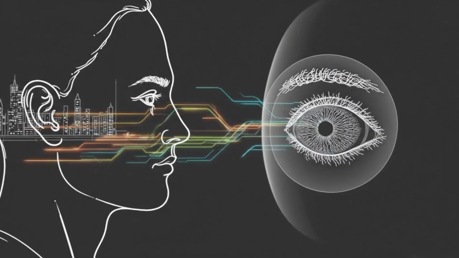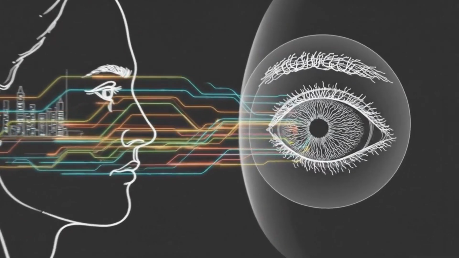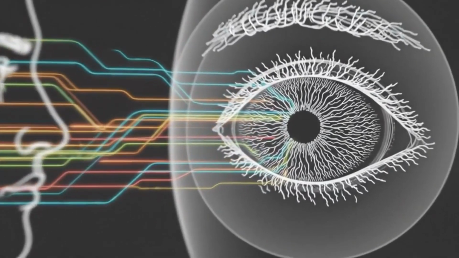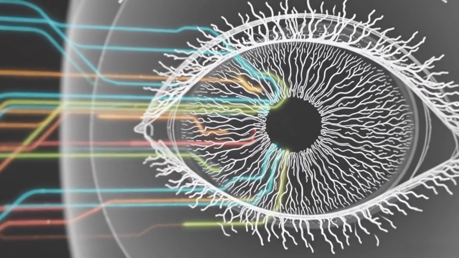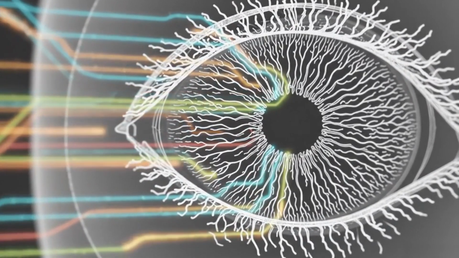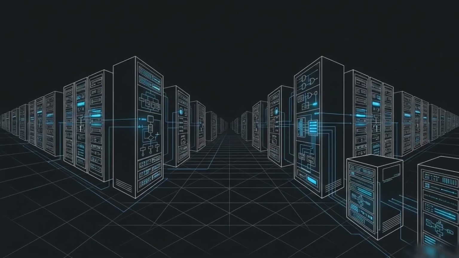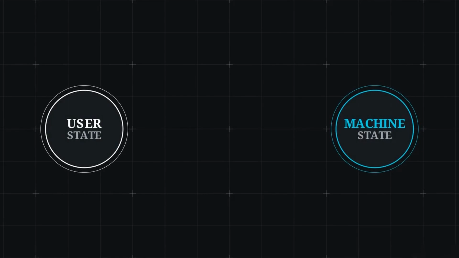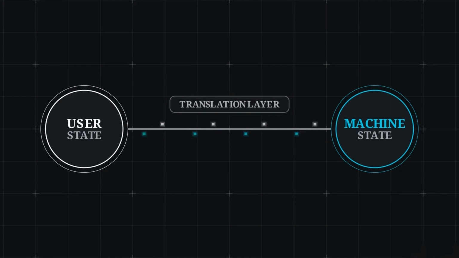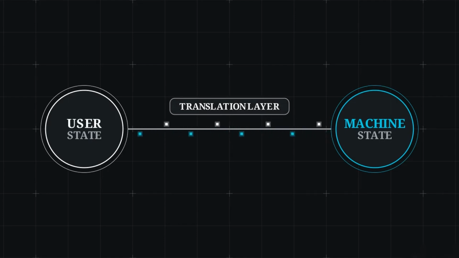At its core, computer science grapples with a distinct separation of states. On one side, you have human thought, complex, abstract, and highly contextual. On the other, you have machine computation, rigid, binary, and executing strictly defined logic. These two environments do not inherently speak the same language. To bridge this gap, we rely on an operational boundary layer. This line between the user and machine states is where translation occurs.